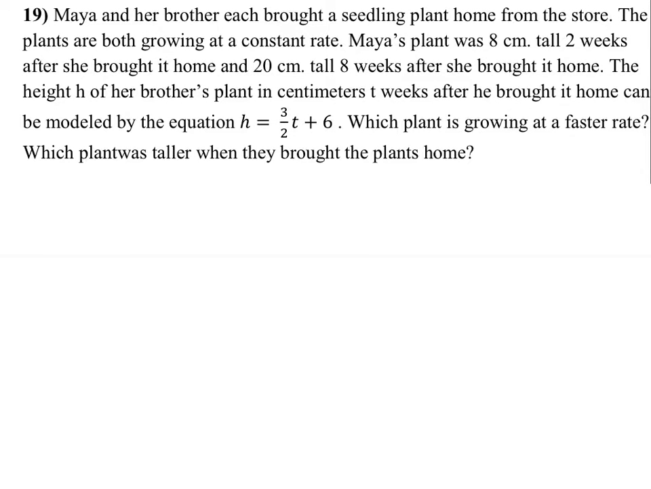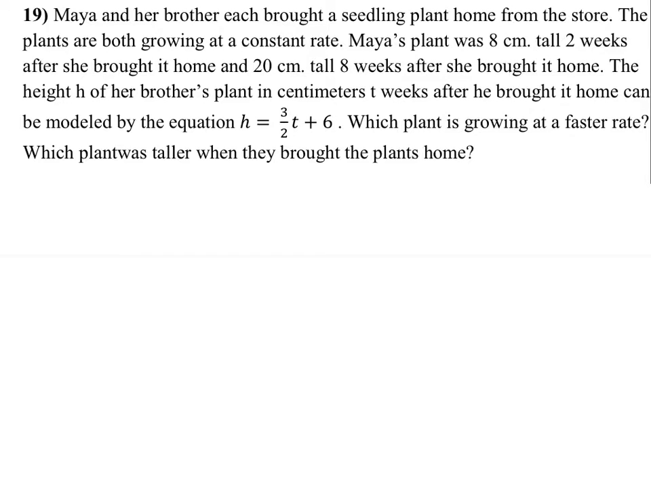Maya and her brother each brought a seedling plant home from the store. The plants are both growing at a constant rate. Maya's plant was 8 centimeters tall 2 weeks after she brought it home, and 20 centimeters tall 8 weeks after she brought it home. The height of her brother's plant in centimeters, T weeks after he brought it home, can be modeled by the equation h, height, equals 3/2 times the time in weeks plus 6.